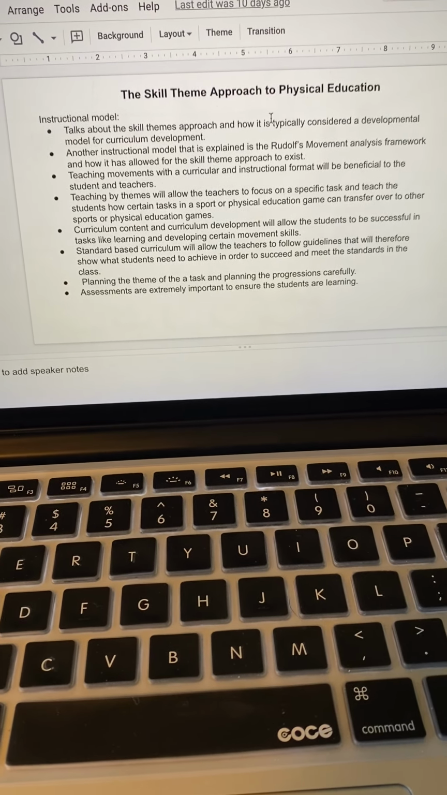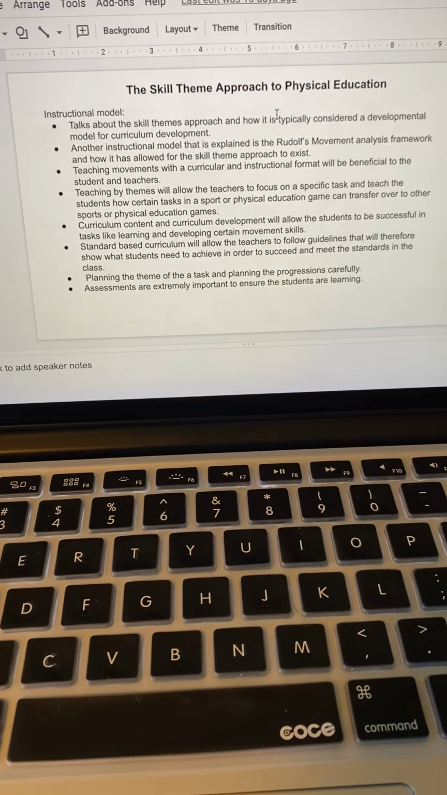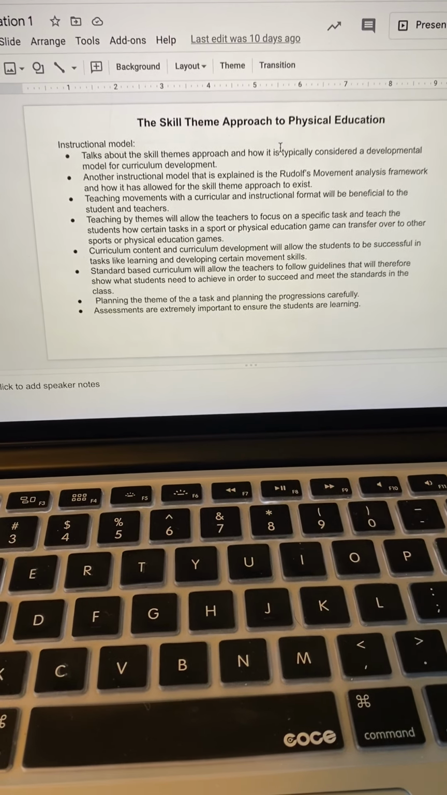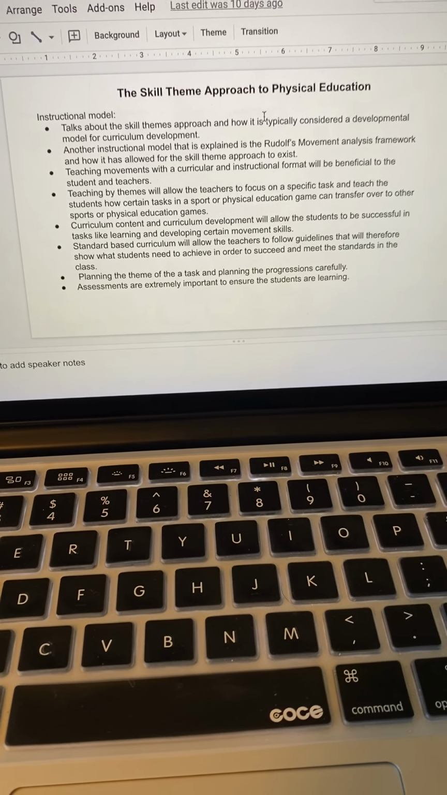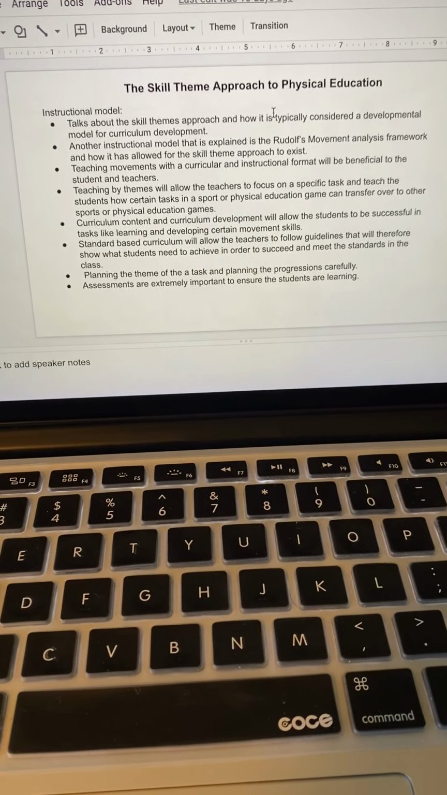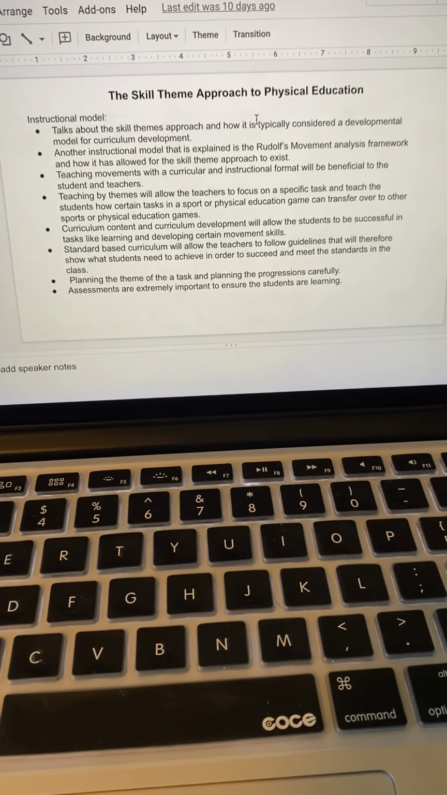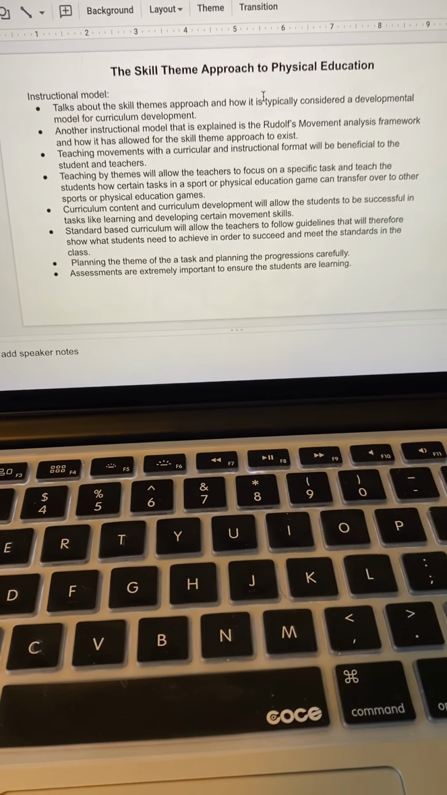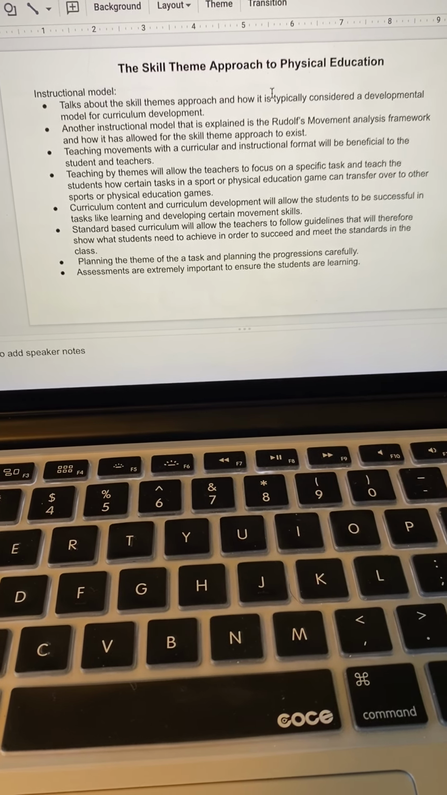And teaching movement with the curricular and instructional format will be beneficial to both the students and teachers. Teaching by themes will allow the teachers to focus on a specific task and teach the students how certain tasks in a sport or physical education game can transfer from one sport to another. Curriculum content and curriculum development will allow the students to be successful, in tasks like learning and developing certain movement skills. So it will allow both the teachers and the students to be more successful.